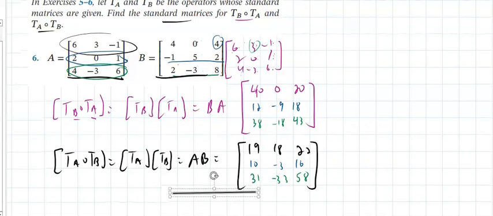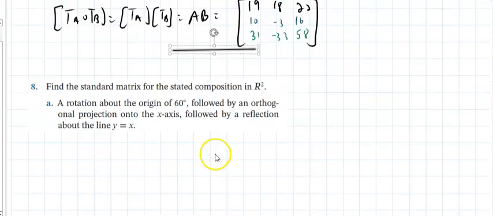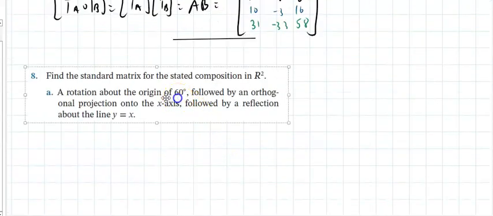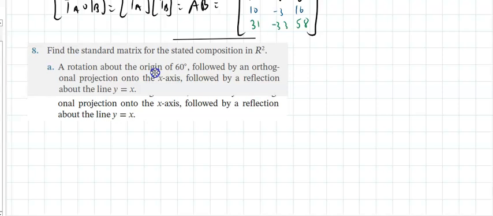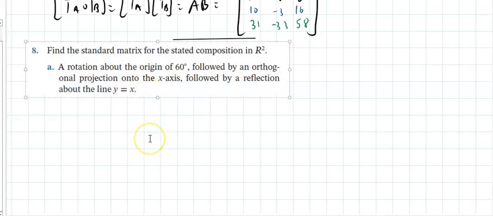Again, we just want to get used to knowing this transformation. It's really represented by a matrix. If I look at number 8, and number 8 has a few parts, find the standard matrix. So we're talking about R2 in this case. Rotation about 60 degrees, followed by an orthogonal projection.